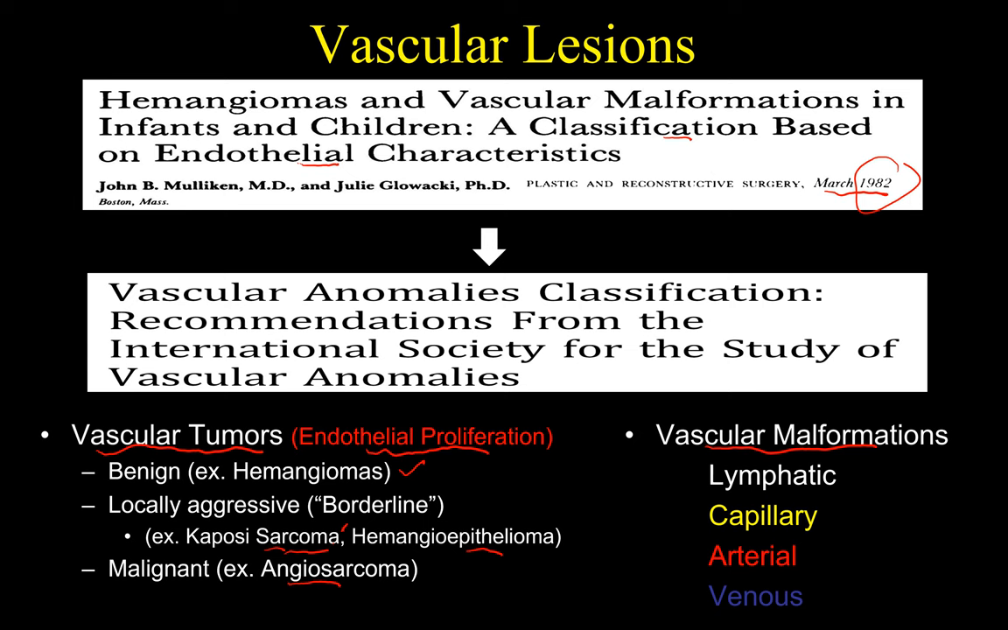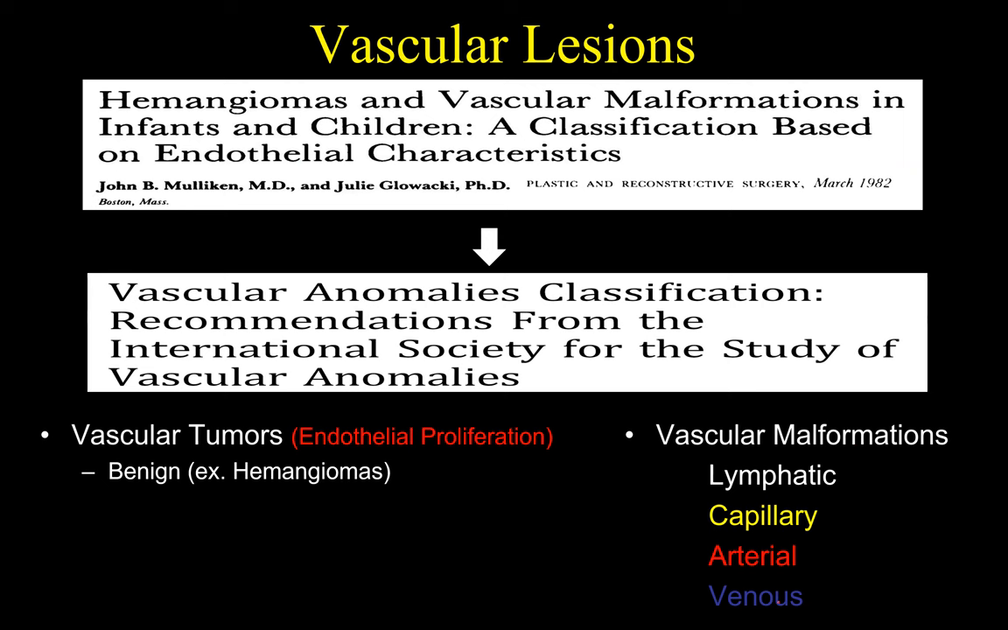And the key thing about these folks over here on the right side is that there is no endothelial proliferation. Now they can grow, but the endothelium is not proliferating. It's not growing. So they're static lesions, which, if you will, can grow as the body enlarges.